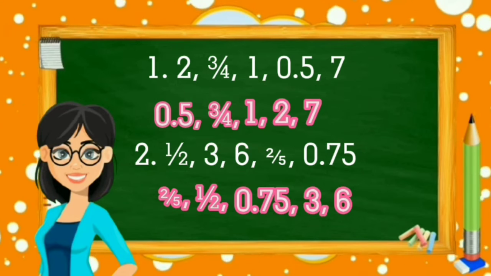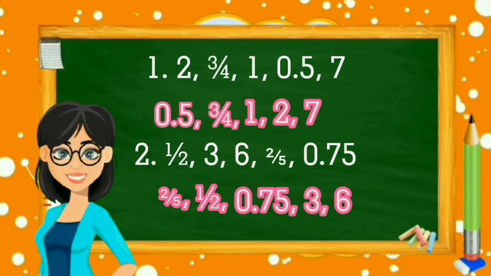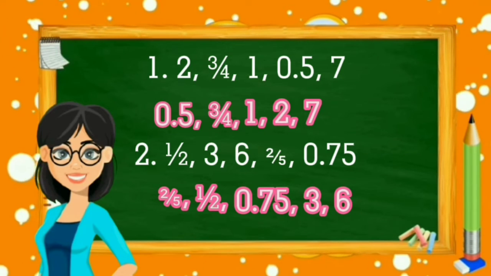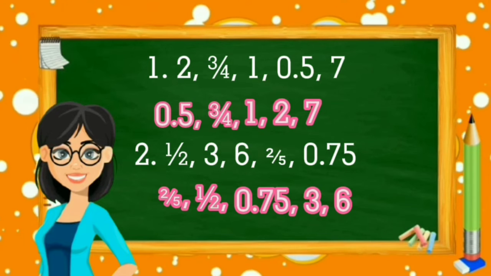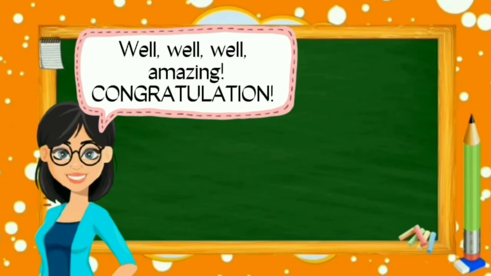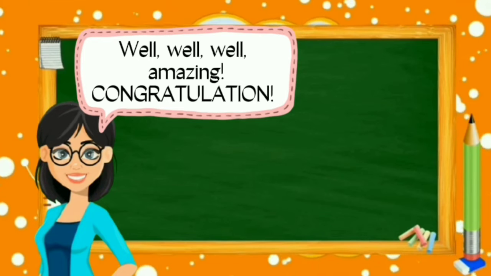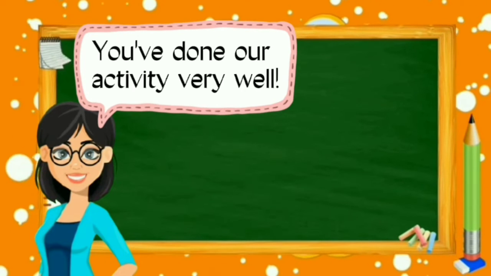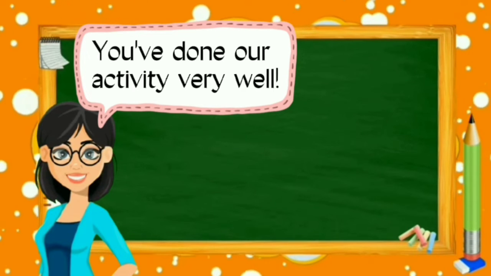0.75 as our third number. The fourth number we have number 3. And the last number we have number 6. Are you all correct, pupils? Well, amazing! Congratulations! You've done our activity very well.